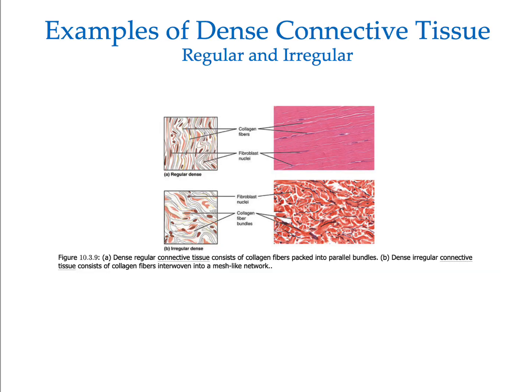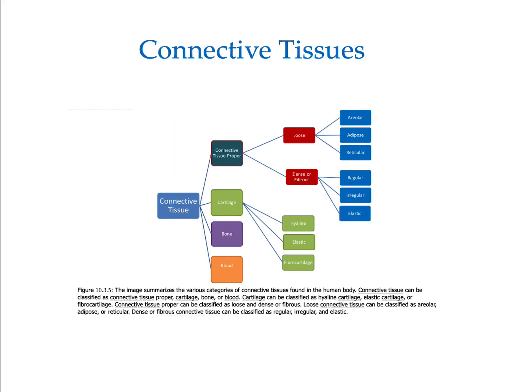Examples of dense connective tissue: we have regular and irregular. You can see the difference in the structures there. And here's another flow chart of how that all fits together. So we were looking at loose, which includes areolar, adipose, and reticular, and then we had dense, which includes regular, irregular, and elastic.